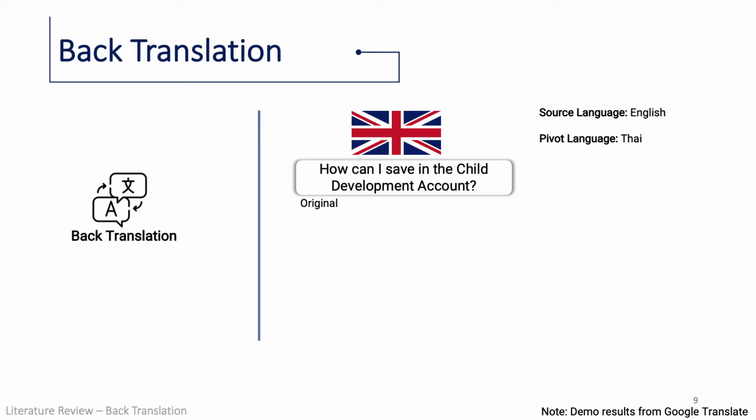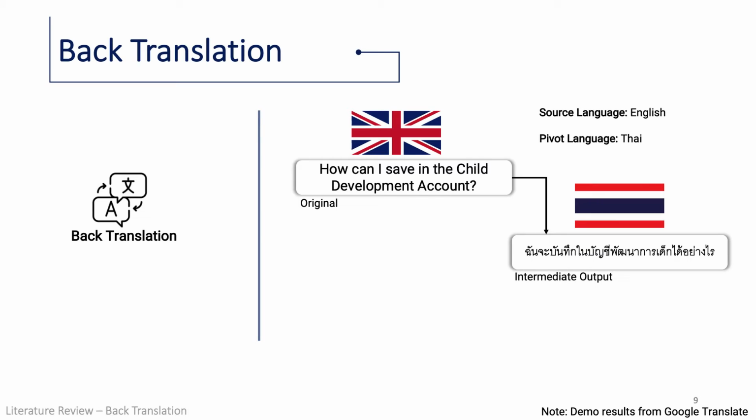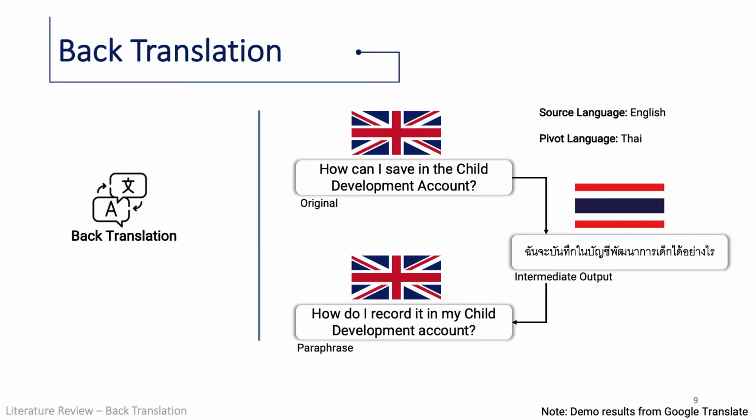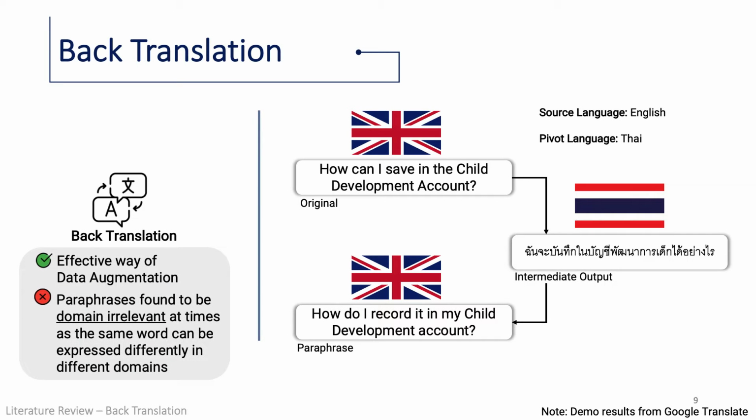The gist of back translation involves translating the original sentence from the source language to the pivot language and back to the source language. As I do not have an existing back translation system to produce the results, I have performed the translation using Google Translate to obtain the results shown on screen. Back translation can be an effective way of data augmentation, but it fails to generate domain-specific paraphrases as the same word can be expressed differently in different domains.